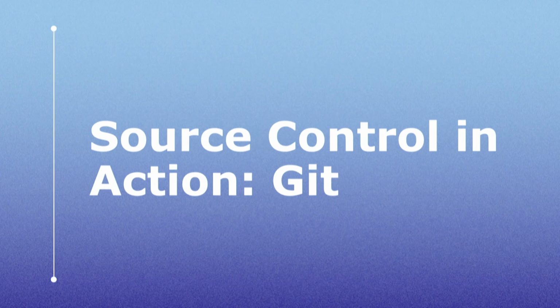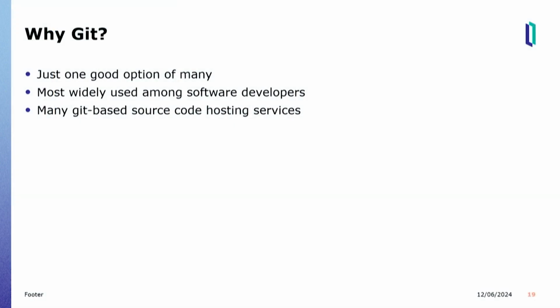All right, so at this point, I want to walk you through a practical example of using Git to source control code in an Iris application. So first off, we're using Git. Git is just one version control system out of many good options, but it is the most widely used one among software developers, to the extent that if you tell somebody that you're using version control, they'll probably assume you mean Git.